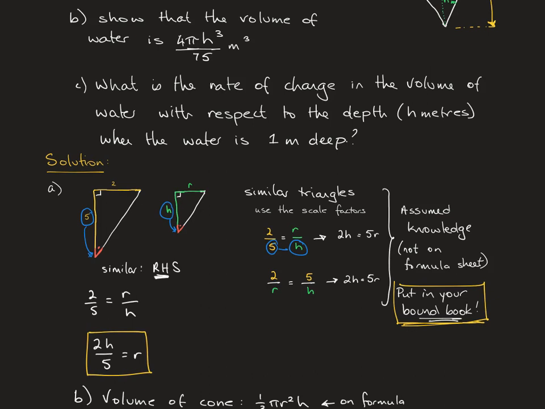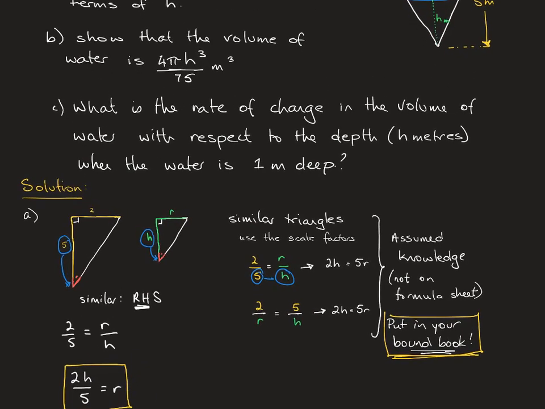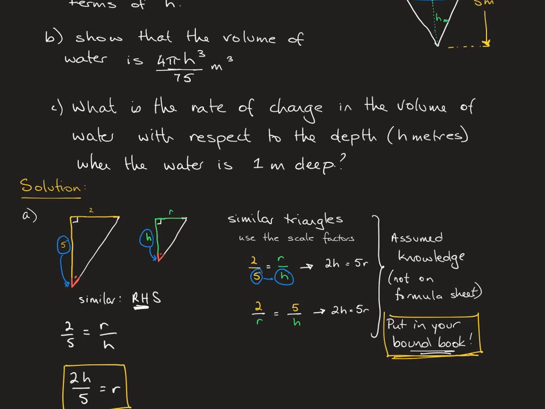The next question asks us to show, what does the next question say? Show that the volume of water is this particular amount here. Now the volume of the water you need to work out, it's the shape of a cone. And immediately you're going to go, oh my God, I don't remember what that is.